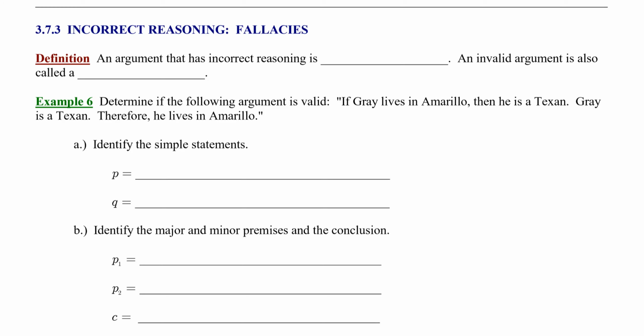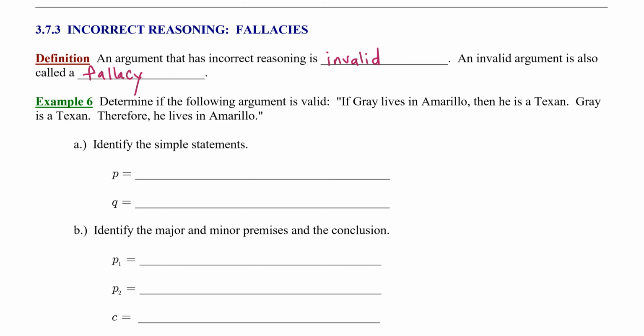Recall that a statement that is always true is called a tautology, and if an argument in the form of, for example, a syllogism is a tautology, then it is a valid argument. In section 3.7.3, we will examine the pattern of incorrect reasoning, or fallacies. Definition: an argument that has incorrect reasoning is invalid. An invalid argument is also called a fallacy.